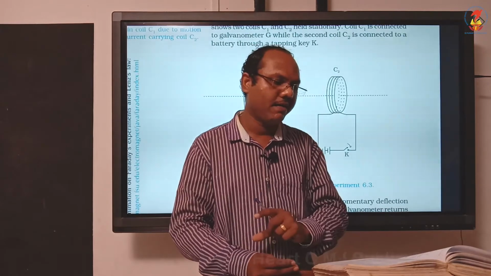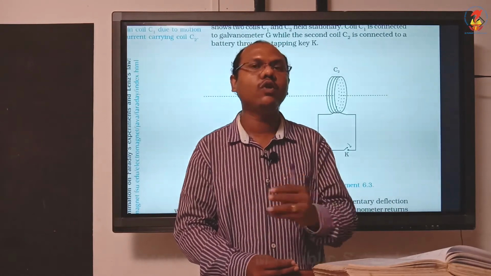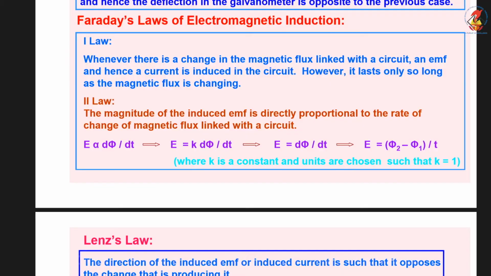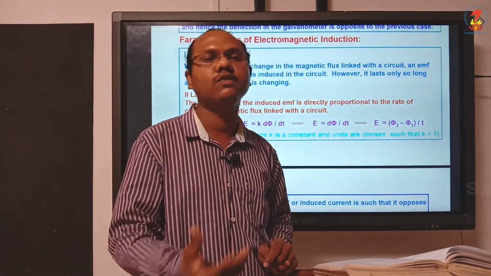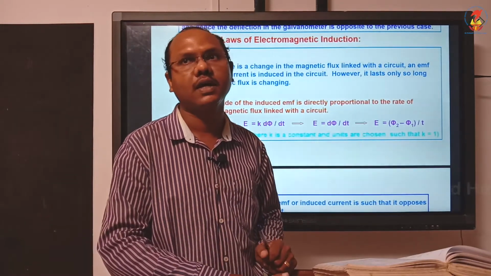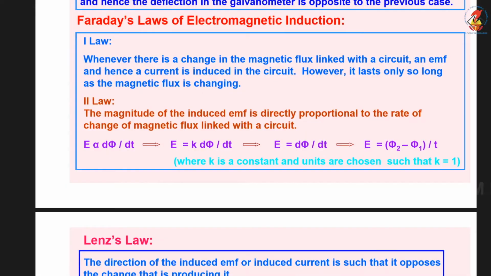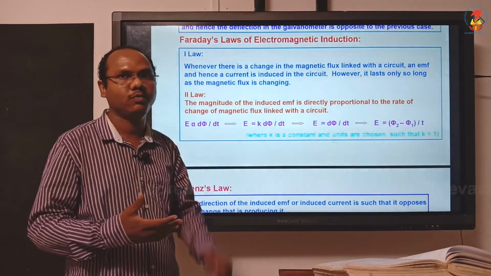So Michael Faraday brought the two laws of electromagnetic induction. The first law of electromagnetic induction is, whenever there is a change in the magnetic flux linked with the circuit, an EMF and hence a current is induced in the circuit. The current will last only so long as the magnetic flux is changing. That is the first law.